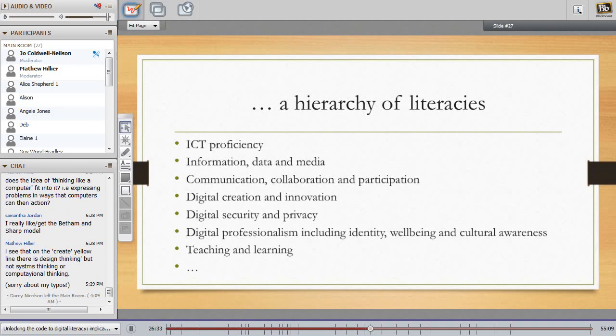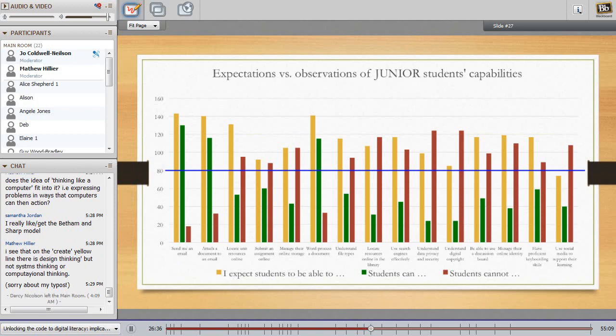So what are the implications for learning and teaching? Well, I undertook a survey at the end of last year, asking academics across Australia to talk about their expectations of students' capabilities and their observations of the skill set that those students had. Now, in this particular graph, yellow is what I expect my students to be able to do. The green is what they indicated students could do, and red is the rest.